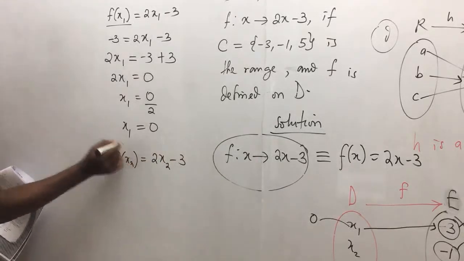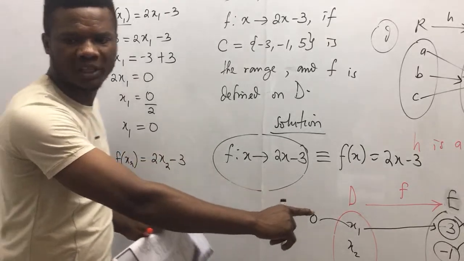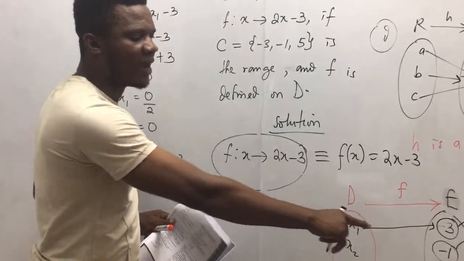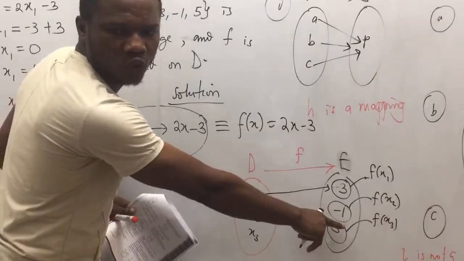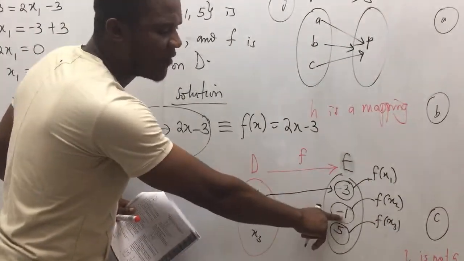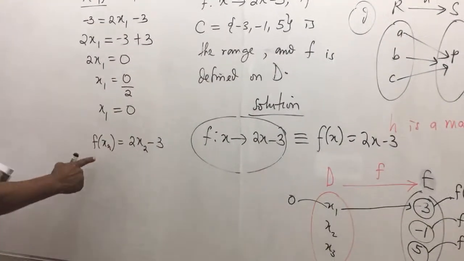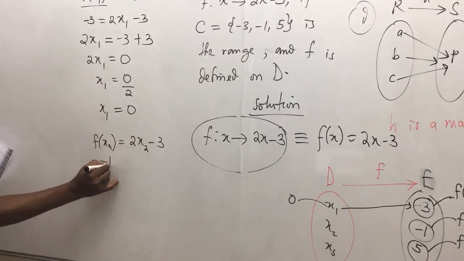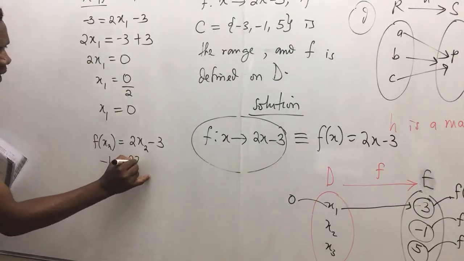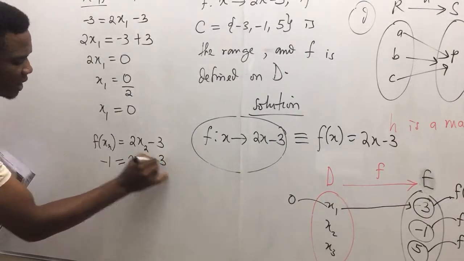Now, what is f of x2? F of x2 is -1. So since f of x2 is -1, come over here. I'm going to put -1 is equal to 2x2 minus 3.